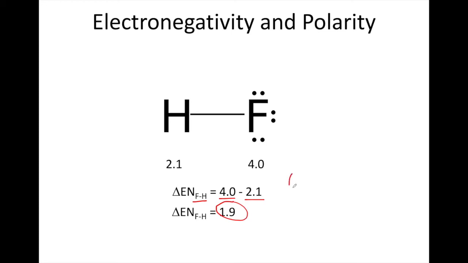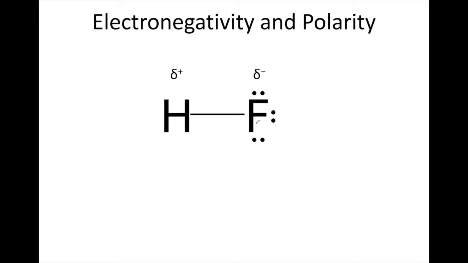Now, of course, that falls within the 0.5 to 1.9 range, telling us that this bond is polar. It tells us that these bonding electrons are being pulled more towards the fluorine. That's the more electronegative atom. So these bonding electrons are being pulled more towards the fluorine, and therefore that's going to give us a polar molecule. That's going to give us a molecule where the fluorine has a partially negative charge, not a full negative charge, but partially negative.